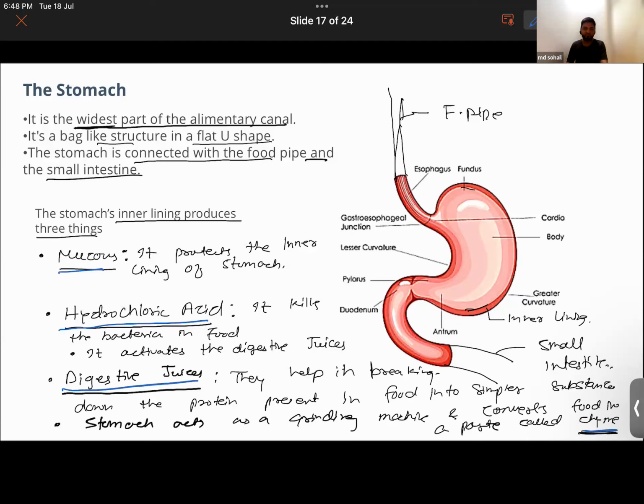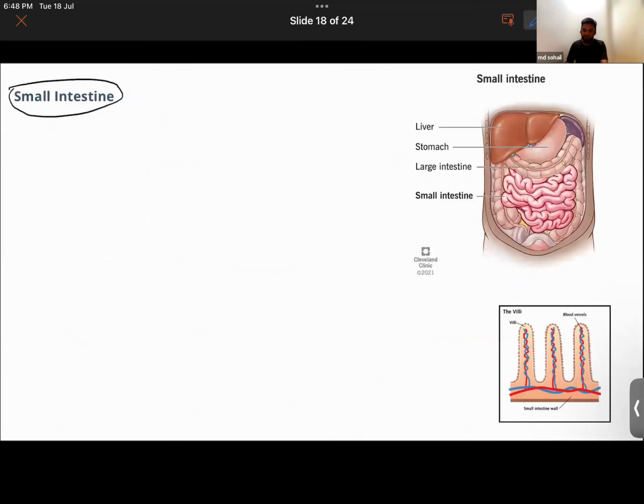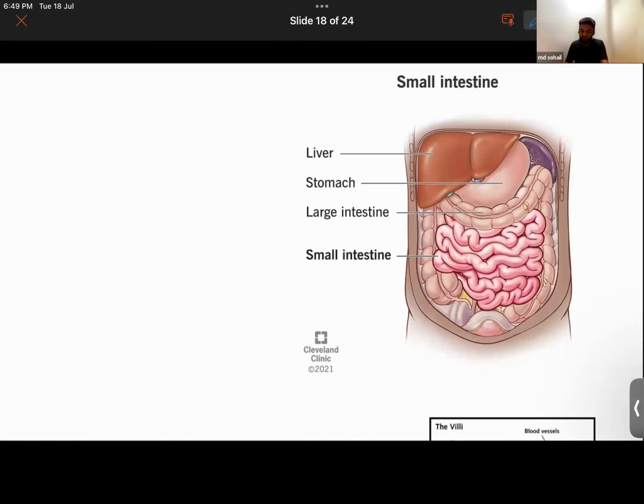All right, guys. So in today's class we are going to discuss another part of the alimentary canal, that is the small intestine. If you see in this figure, which one is the small intestine? The outer coil-like structure or the inner one? Inner one. This small intestine is a very long tube-like structure which is highly coiled. It's about 7.5 meters in length.